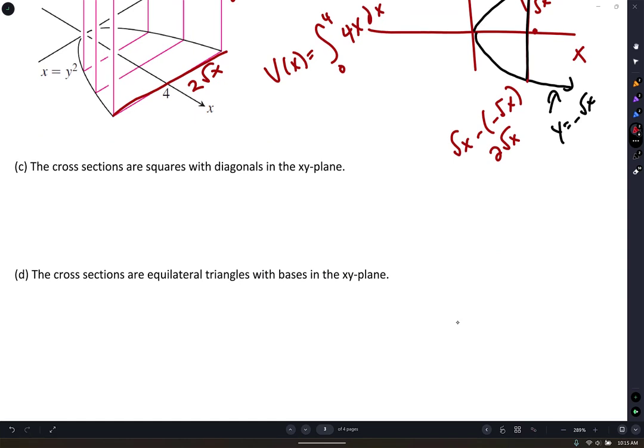The cross sections are squares with diagonals in the xy plane. I love it. Okay. I hope you love it too. I know this is not McDonald's, but McDonald's, I think, has that quote, I'm loving it or something.